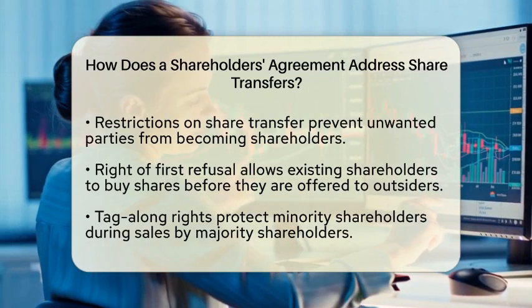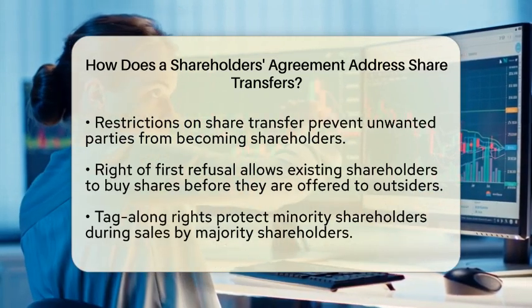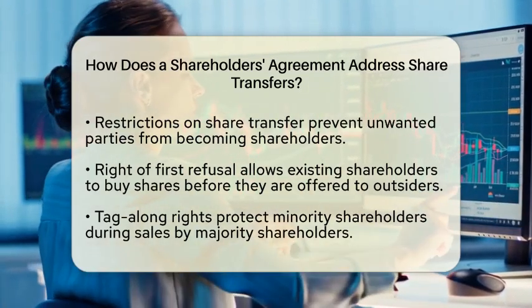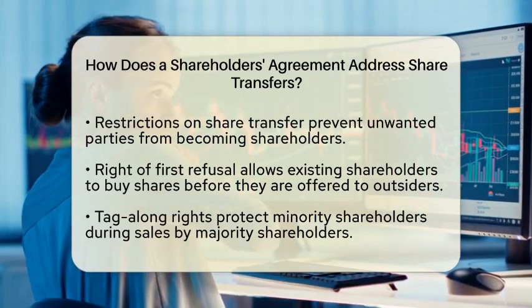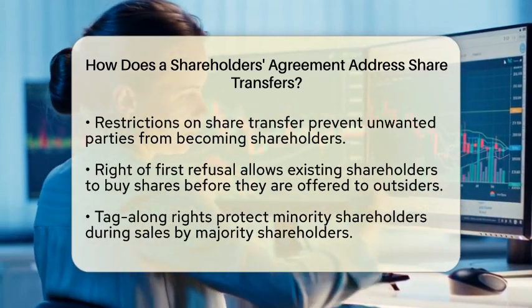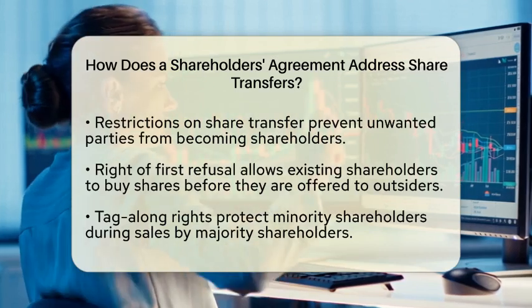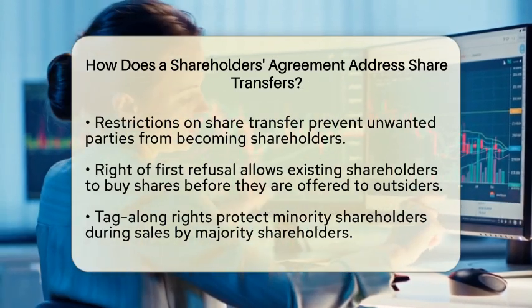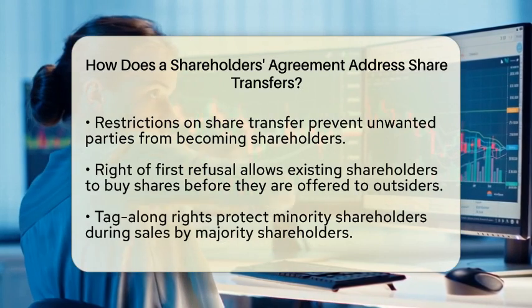Another important feature is the right of first refusal. Before a shareholder can sell shares to an outside party, they must first offer them to existing shareholders or the company on the same terms. This allows current owners to maintain control and ownership proportions.